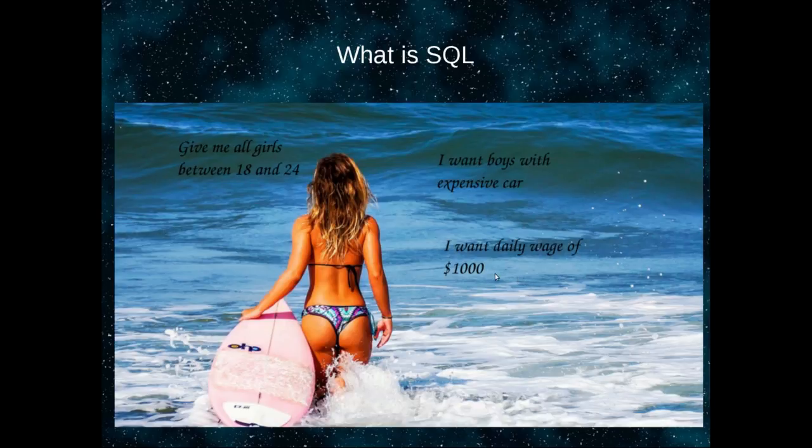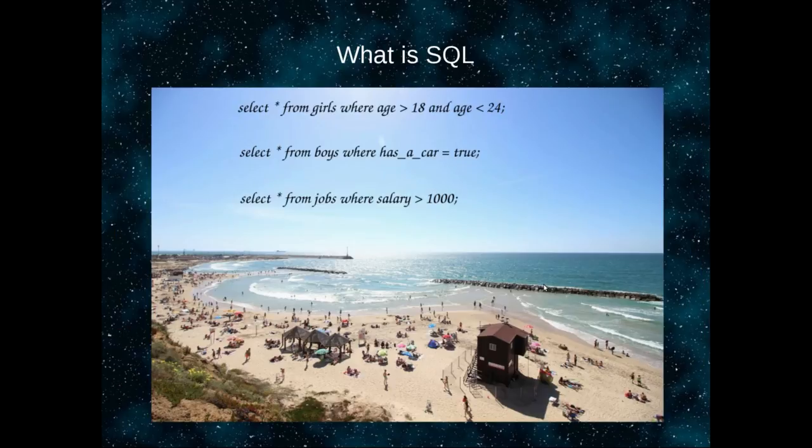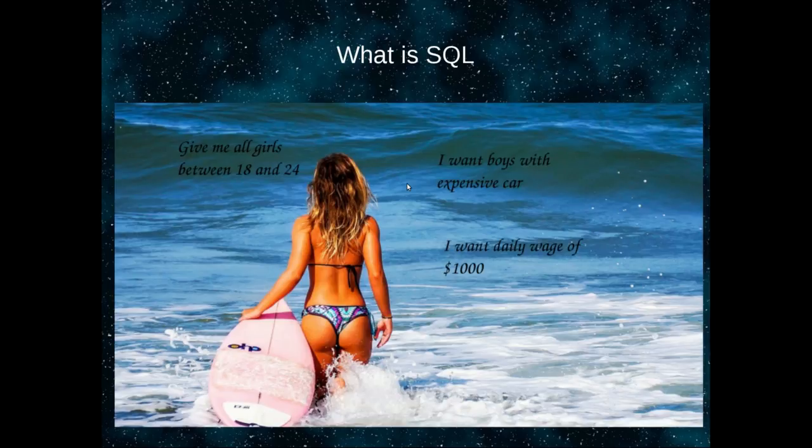SQL is all about being amazingly good at asking the right question, and SQL is simple. So let's see the translation of these questions in pure SQL. Here, this is the translation. Give me all girls between 18 and 24 is translated in select asterisk from girls, where girls is the name of a table, and where is a condition. And here we have a similar pattern. Select asterisk from, name of the table boys, and a condition with where clause. And this is SQL. I think that you will like SQL because it's simple, powerful and beautiful.